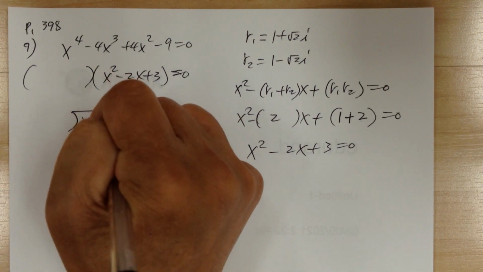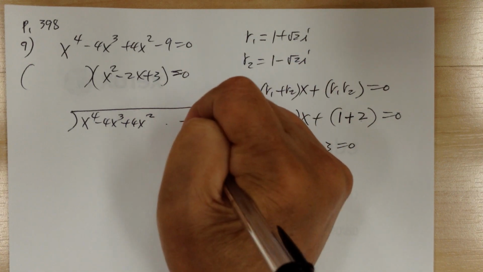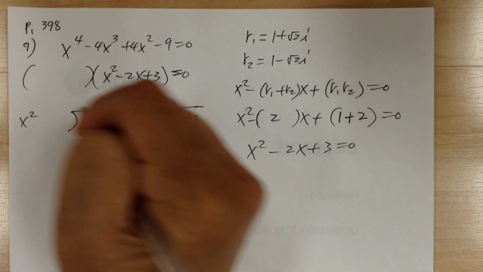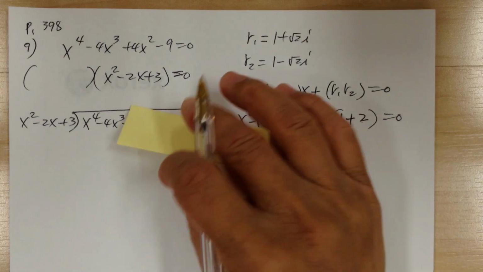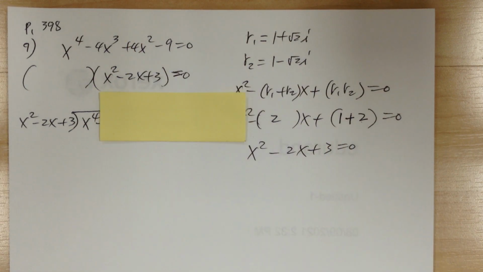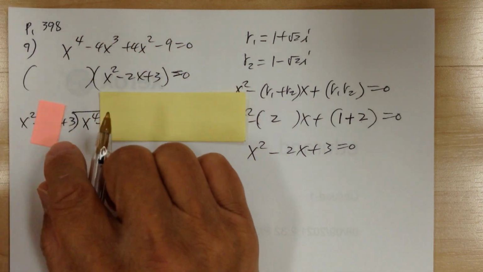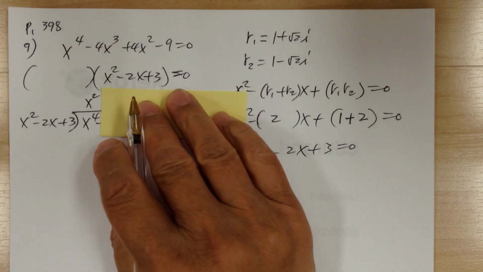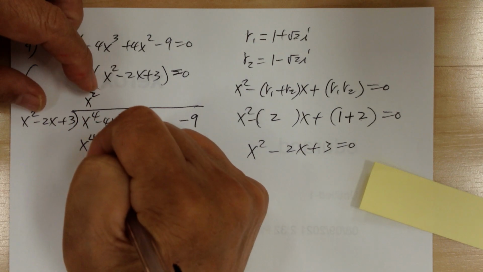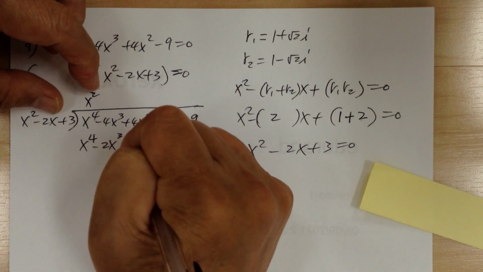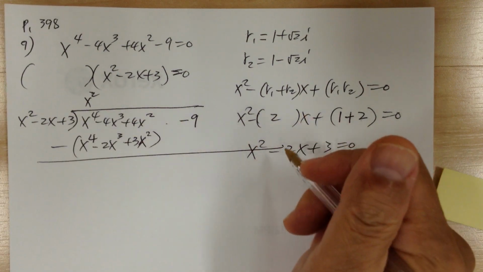So you get x to the 4 minus 4x to the 3 plus 4x squared. You have to leave a space for the x, and minus 9, divided by x squared minus 2x plus 3. Okay, so you can just look at the first term. So we need to get x squared over here. So that's going to multiply. So this would be x to the 4 minus 2x to the 3 plus 3x squared. So put parentheses around that, subtract.